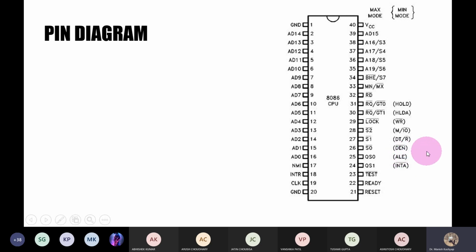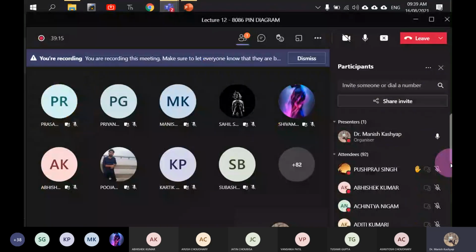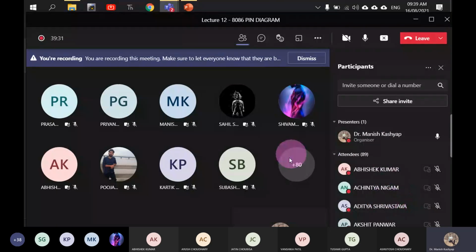Can somebody elaborate on this? What is the ALE pin? What is address latch enable? Pushparaj Singh, you are raising your hand. Okay, gone. Can somebody tell me what is address latch enable? What was the purpose of ALE in 8085? No one in the class?